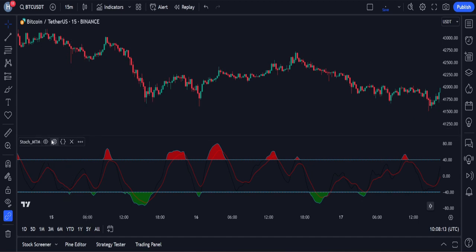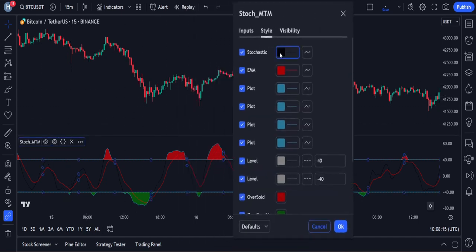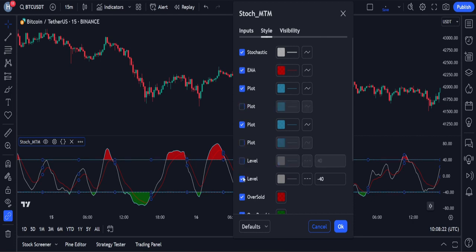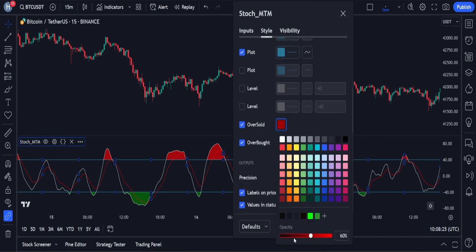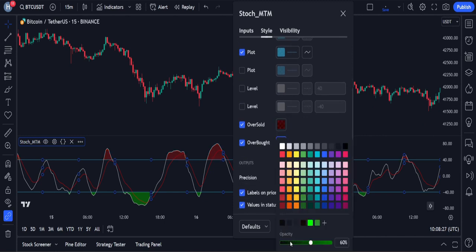So let's access the settings. We will change its color to white. Also, we will disable some of these options, which we will not use in our strategy. Make sure you follow these settings so you can follow the strategy I will explain with ease.